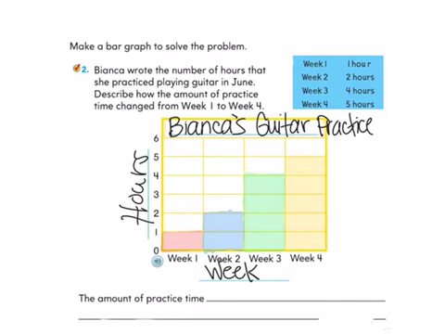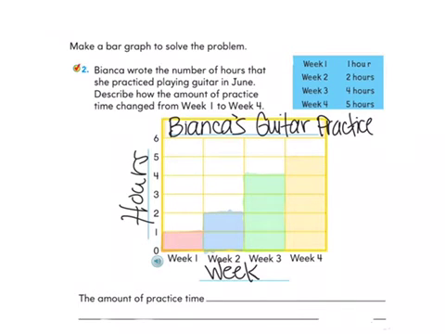All right, so now we've filled out our bar graph. So week 1, she practiced for 1 hour. Week 2, she practiced 2 hours. Week 3, she practiced 4 hours. And week 4, she practiced 5 hours. So now we need to describe how the amount of practice time changed from week 1 to week 4. So how did the amount of time change each week? Well, we can see that the practice time increased each week. Each week, she practiced for longer amounts of time.